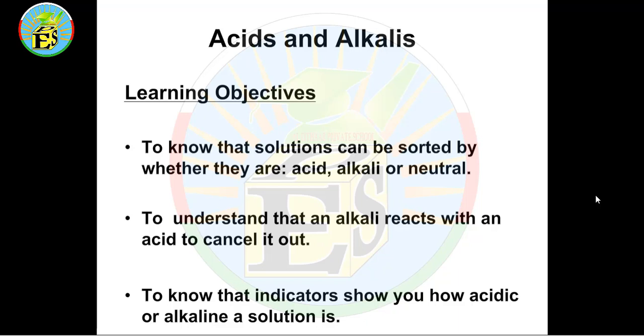Learning objectives. By the end of this lesson we must learn to know that solutions can be sorted by whether they are acid or alkali or neutral; to understand that an alkali reacts with an acid to cancel it out; and to know that indicators show you how acidic or alkaline solutions are.